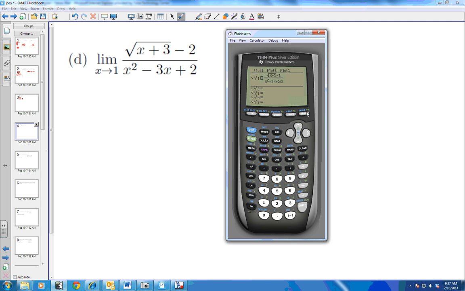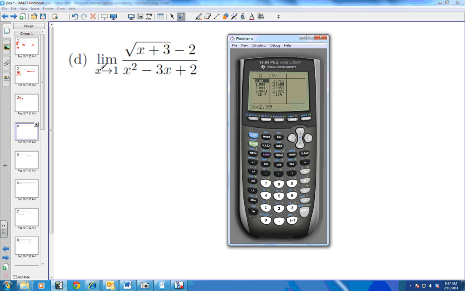Okay, again, I can look at the graph, and I want to know what my y values are approaching as x is getting closer and closer to 1. Well, let's go to our table. So I'm going to type in a number getting closer to 1, but from the left-hand side, like 0.99, and then 0.9999. Okay, so it looks like it's approaching from the left-hand side negative 1/4 or negative 0.25.